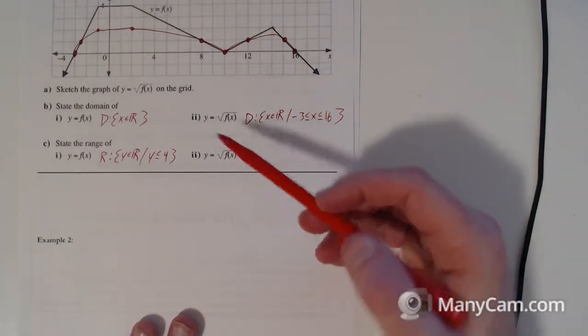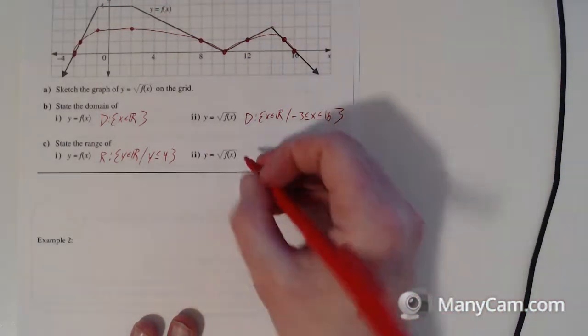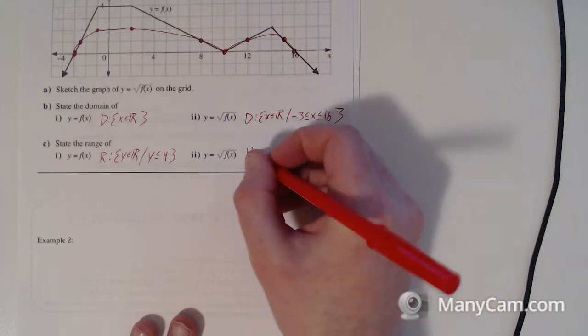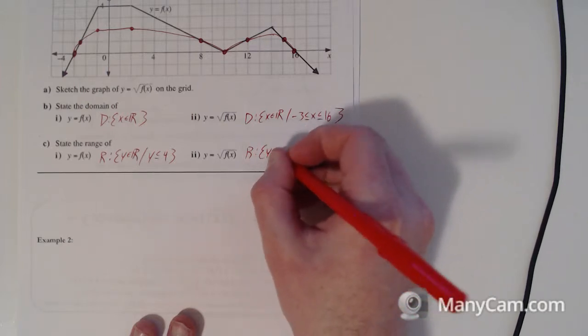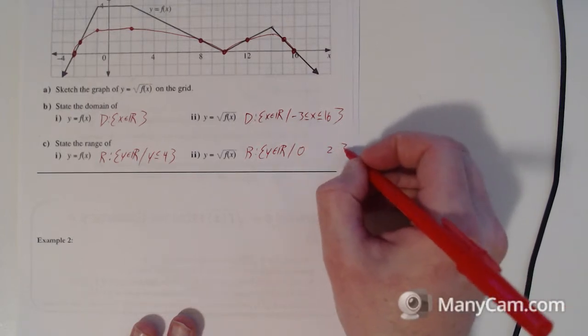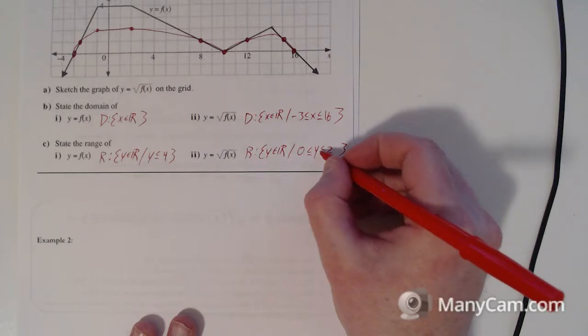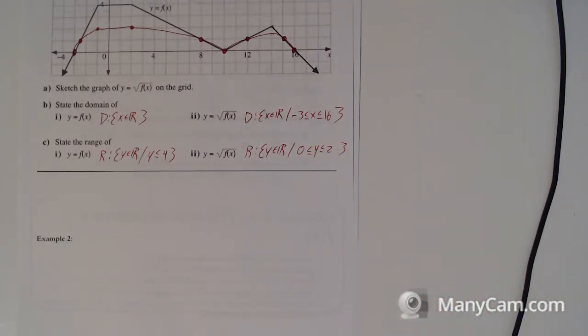Range of this function, it's only between 0 and 2. Zero, 2, it's between them, and it can equal them. Yeah, that's it for that one.